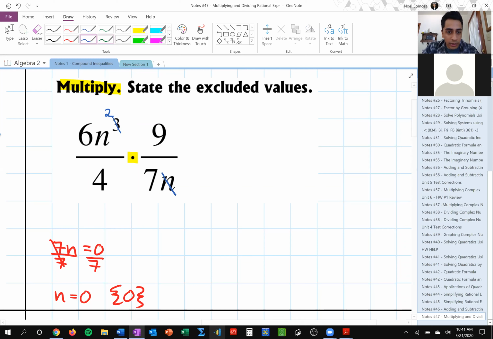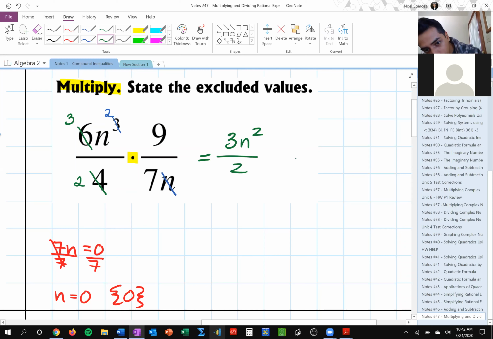Something else I can do is look for fractions that can be simplified. So 6 and 4 both have a factor of 2 that we can divide out. If we divide this by 2, we get 3. We divide this by 2, we get 2. Now, once I've simplified pretty much everything, because 9 and 7 can't be simplified, 9 and 2 can't be simplified, 3 and 7 can't be simplified, what I'm left with is 3n squared times 9. Let me rewrite it in a cleaner way: 3n squared all over 2 times 9 over 7, because the n is gone now since we canceled that out.